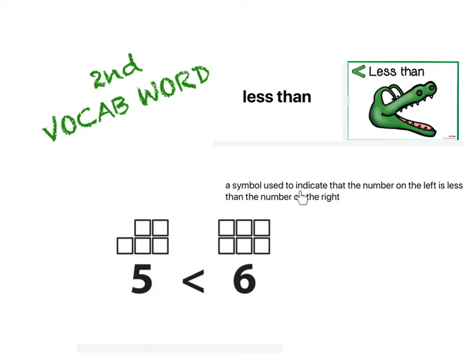Here we have our second vocab word, less than. Less than is a symbol used to indicate that the number on the left is less than the number on the right. And here is the symbol you'd be using for less than. You can also see that this one is in the shape of an alligator head too. So when you look at our example, we have 5 on the left and 6 on the right. So we have 5 is less than 6, and the alligator is going to be eating the bigger number again.